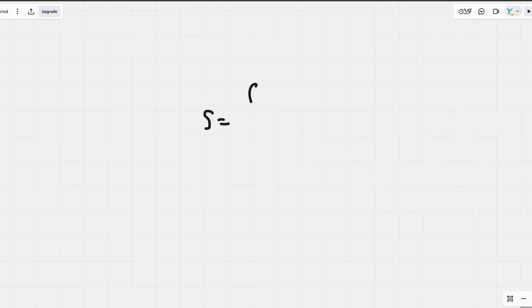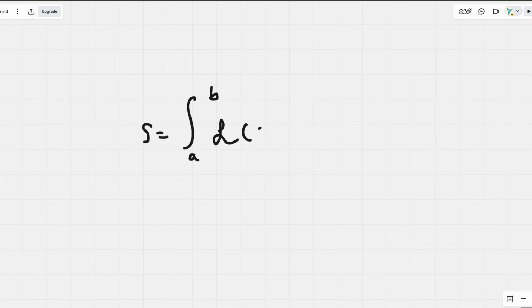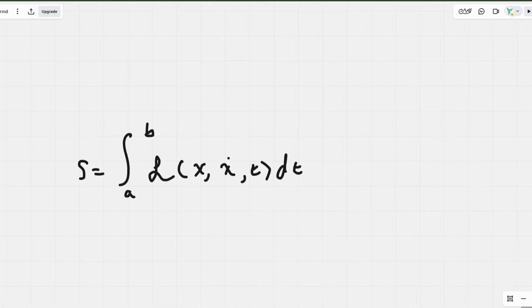Lagrange equation. And so I'm going to start with the action. So the action is the integral from, let's say, a to b of the Lagrangian, which is a function of position along a path, the velocity and time, and it's integrated with respect to time.